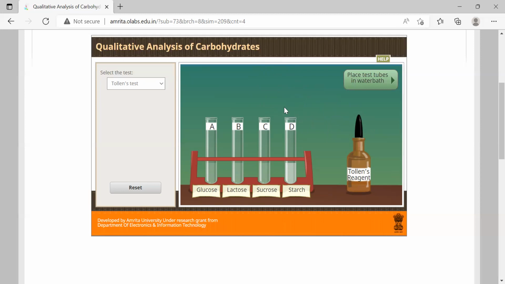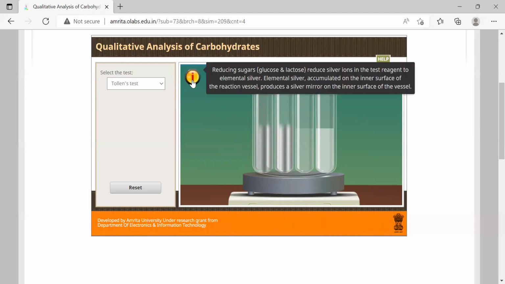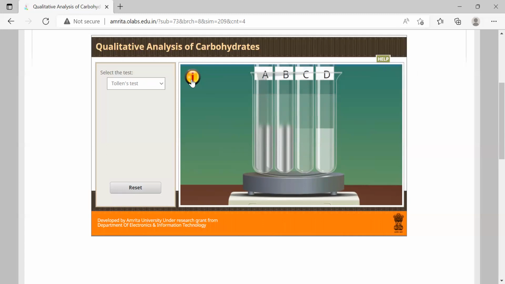Now the samples need to be placed in a water bath. And now by clicking the I icon, you can see that indeed the reducing sugars that we have here in the carbohydrates that we tested are glucose and lactose. And in the Tollens test, that is represented by the precipitation of that reduced silver.